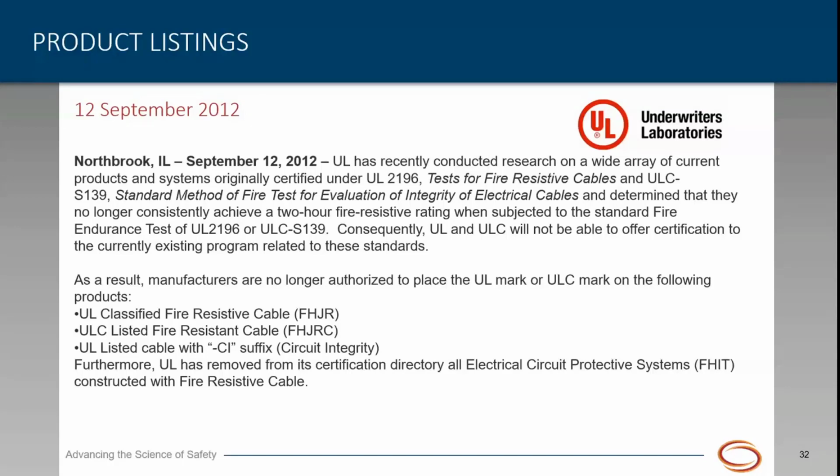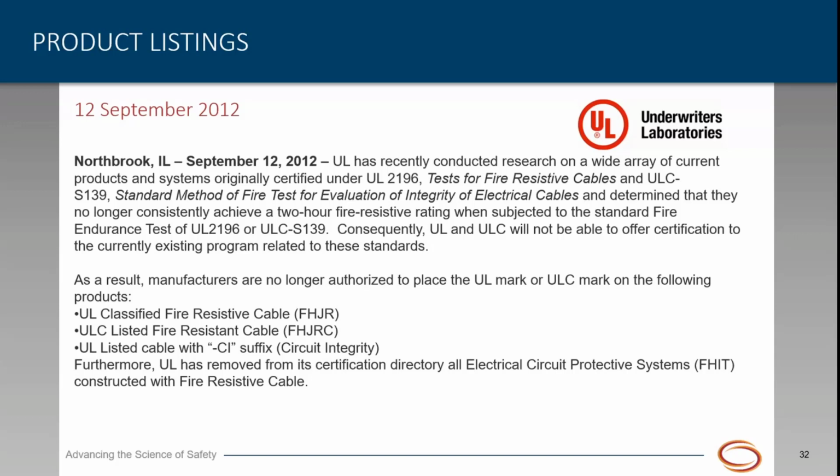Well, according to one source, UL received information that zinc in the system or in the conduit could affect the 2-hour rating. The circuit integrity cable was compromised by the reaction of the zinc with the copper conductor. When you combine zinc and copper, it forms brass. Brass is very non-conductive. Additionally, a wide array of products, including conduits without zinc interior coating systems and cables, were not able to consistently achieve a 2-hour fire-resistive rating.